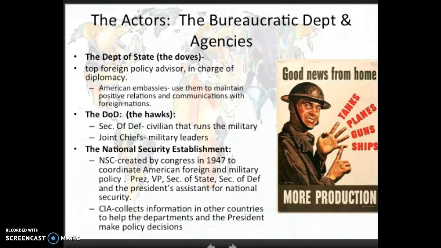The CIA is also important. The Central Intelligence Agency collects information in other countries, conducts some of our covert operations. Covert means secret operations to help the president make policy decisions. So I don't want to say that they spy, but they spy on people and then give that intelligence to the president when necessary if it's going to help him make a more informed decision.